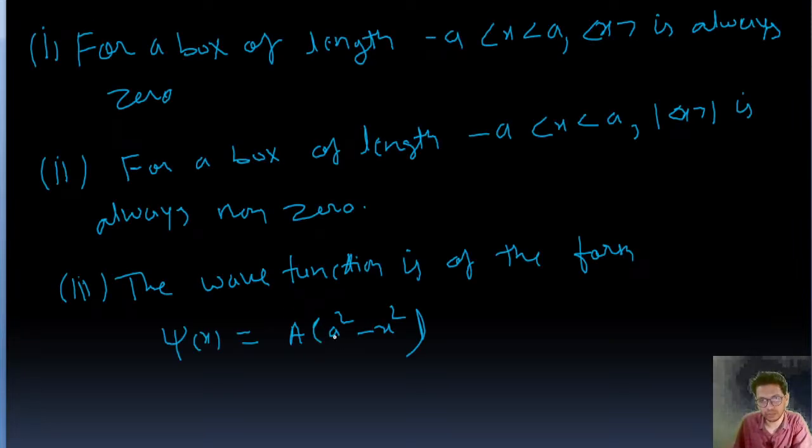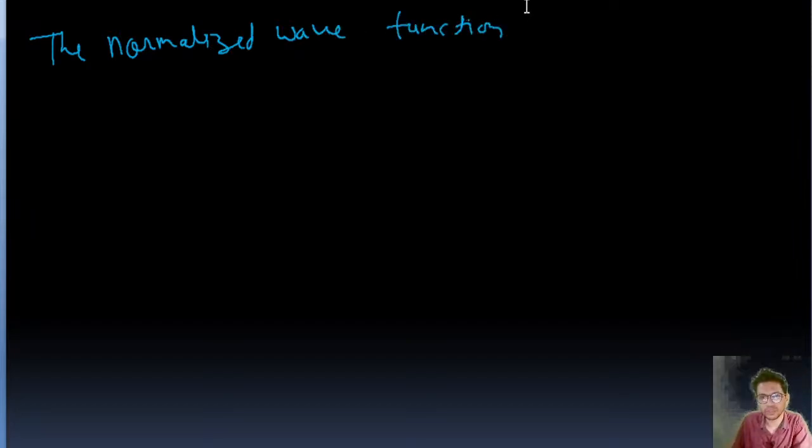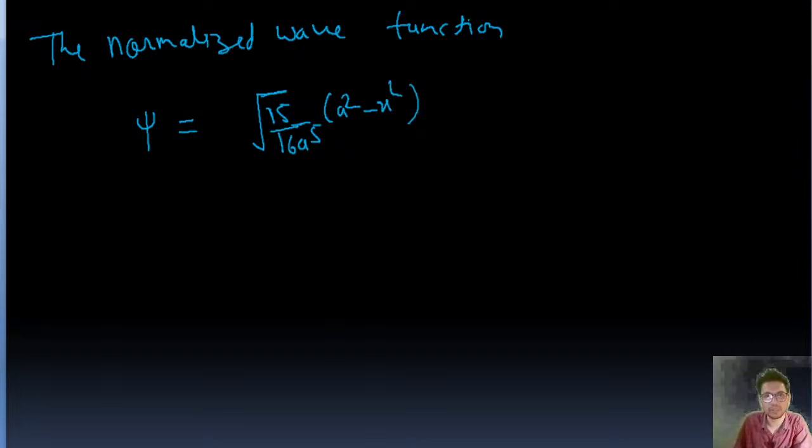Now we will normalize it, guys. For this question, the wave function is in this form, and if you normalize it, the normalized wave function is going to be root 15 upon 16 a to the power 5 into a square minus x square. This is the normalized wave function.